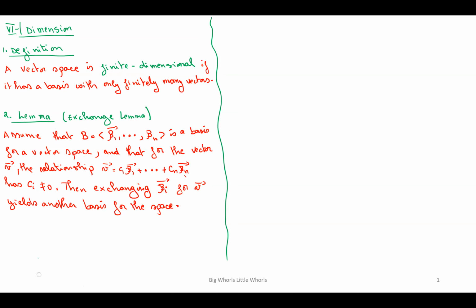Okay, so let me continue with the following theorem. Number 3. Theorem: in any finite dimensional vector space, all bases have the same number of elements.